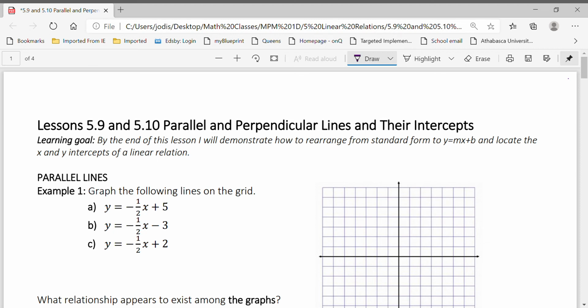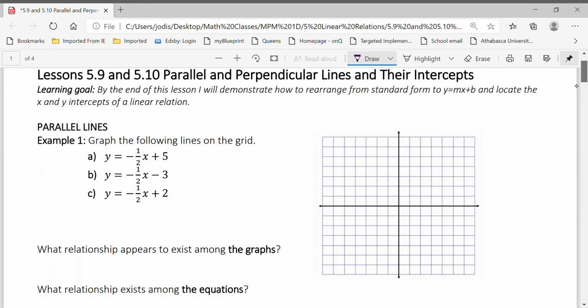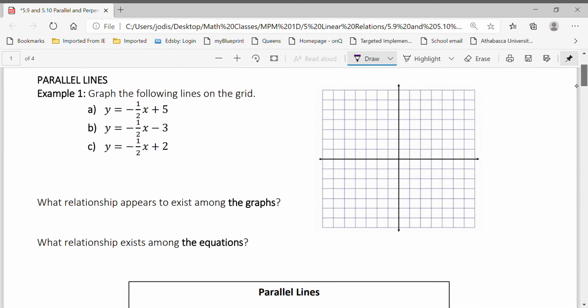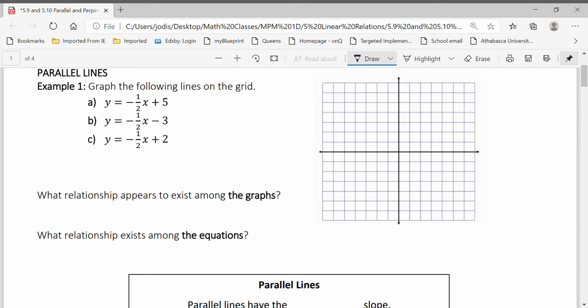Okay, hi and welcome to lessons 5.9 and 5.10. We're going to do these ones together, parallel and perpendicular lines and their intercepts. So we're going to start off with parallel and perpendicular lines and take a look at how we can recognize those when we're graphing or from an equation.